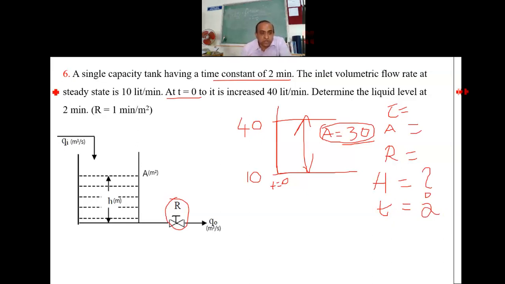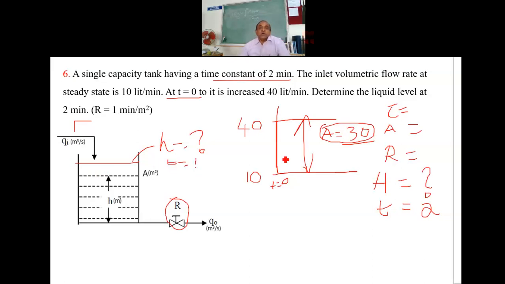I hope you understood. When you give the step input and increase the flow rate from 10 to 40, the liquid level has to increase. So what is the value of H when the time taken is 2 minutes?